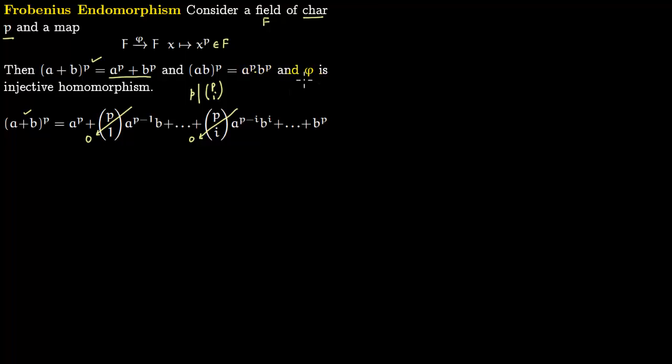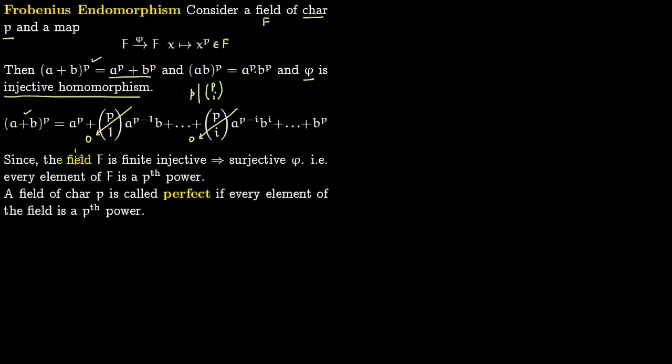Now you can see that this varphi is an injective homomorphism, because it will only map 0 to 0. If you have a non-zero element, it will map it to a non-zero element. Now, the field F is finite, so we are considering finite fields here. It is a field of characteristic p, and say this field is finite. So we have a finite field and an injective map. Since you have injectivity and finiteness, this will imply surjectivity.